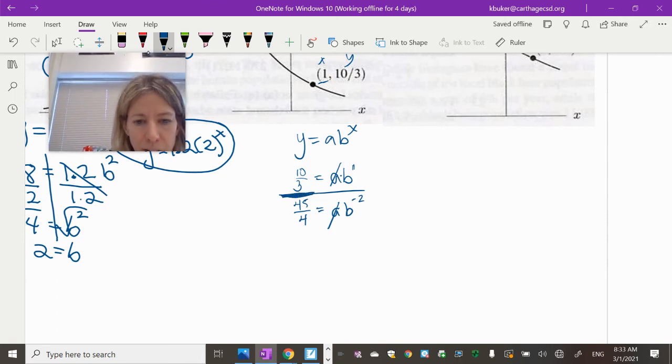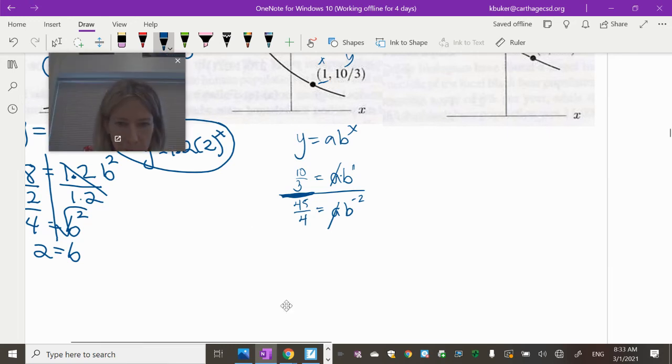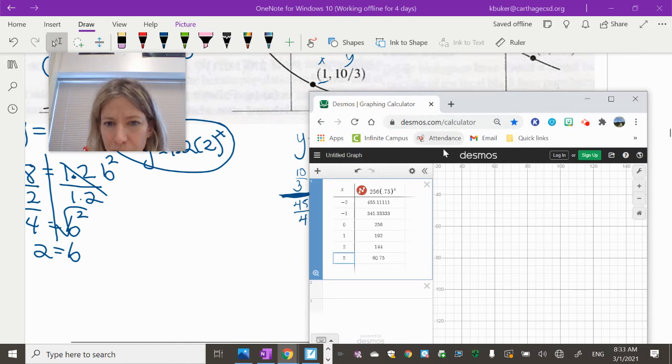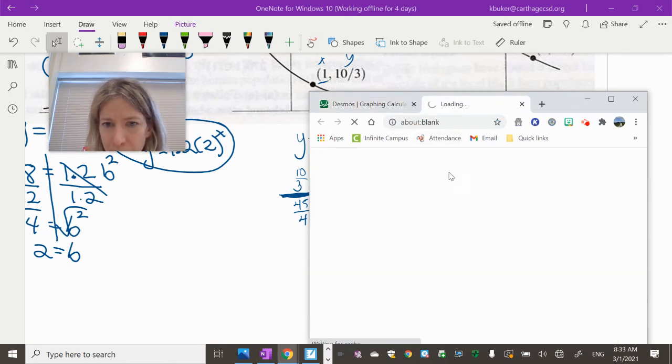So we're going to divide 10 thirds divided by 45 fourths. Okay, so 10 thirds divided by 45 fourths. I'm just going to put it in Desmos. I'm going to go back to the scientific here. 10 thirds divided by 45 fourths.